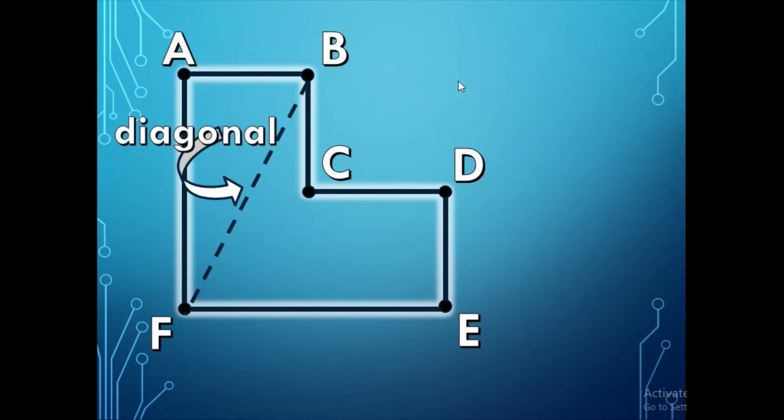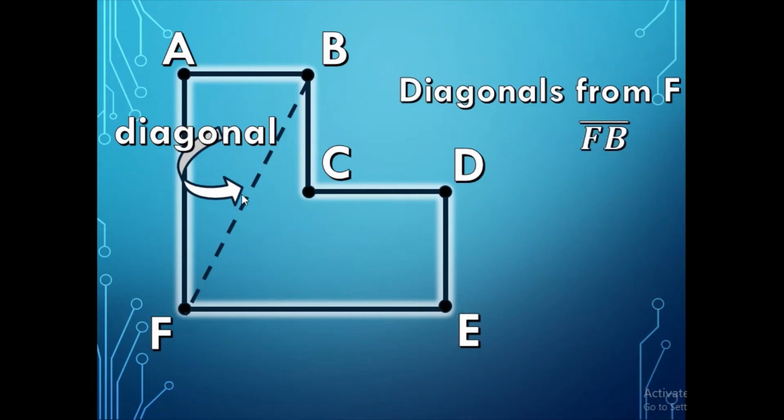We can also draw other diagonals from point F. So the first diagonal is diagonal FB. We can also have diagonal FC because C is non-consecutive with F. We can also have diagonal FD because D is non-consecutive with F. Take note, when we talk about diagonals, these are line segments that connect non-consecutive vertices. But of course, we can also draw other diagonals from other vertices.